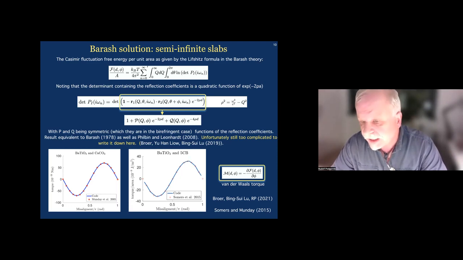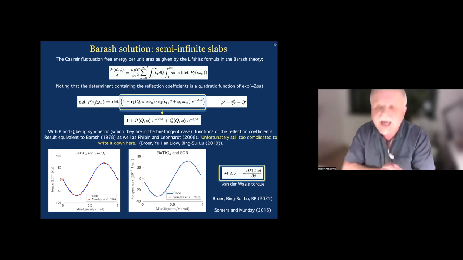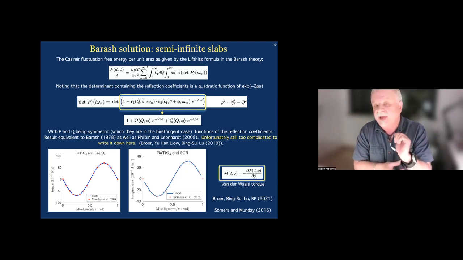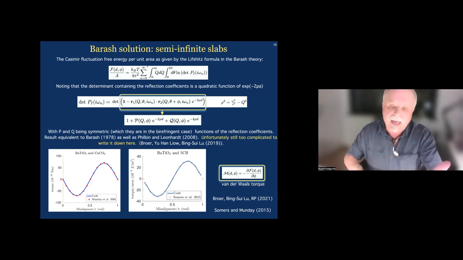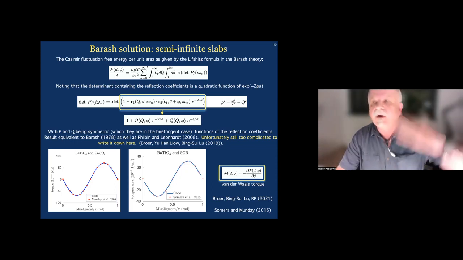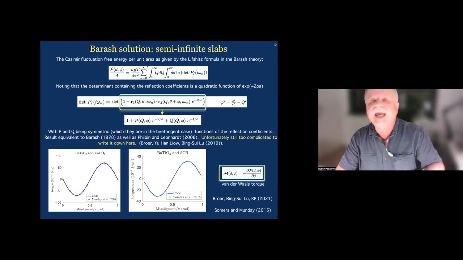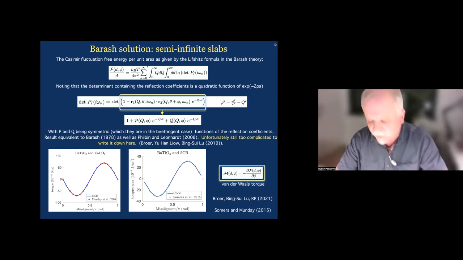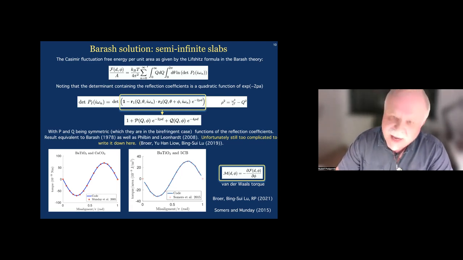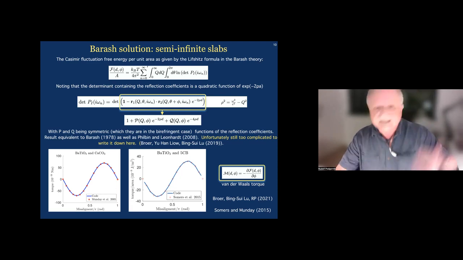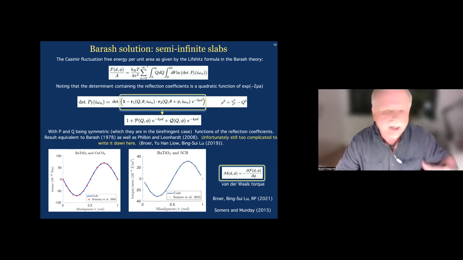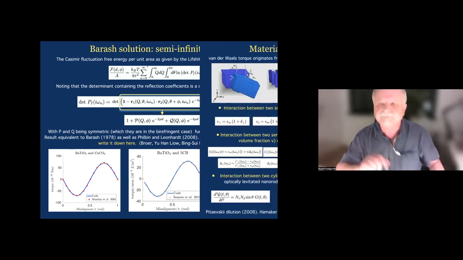So the van der Waals torque is defined in the standard way. You just calculate the free energy, get the torque, and this is what you get. The approach via the reformulation of Maxwell's equations based on the propagator matrix is equivalent to the Barash solution of the Maxwell equation, his Green's function and so on.